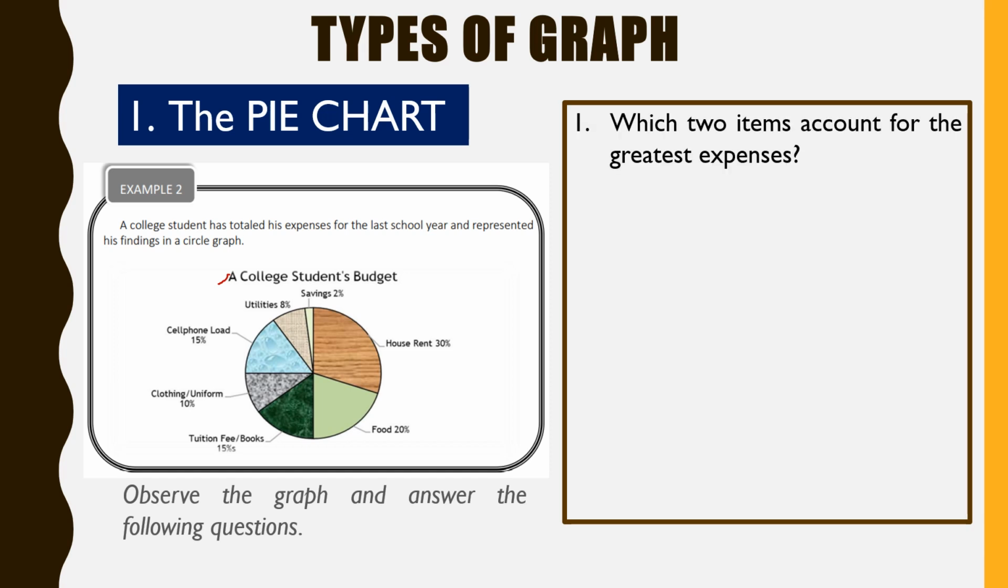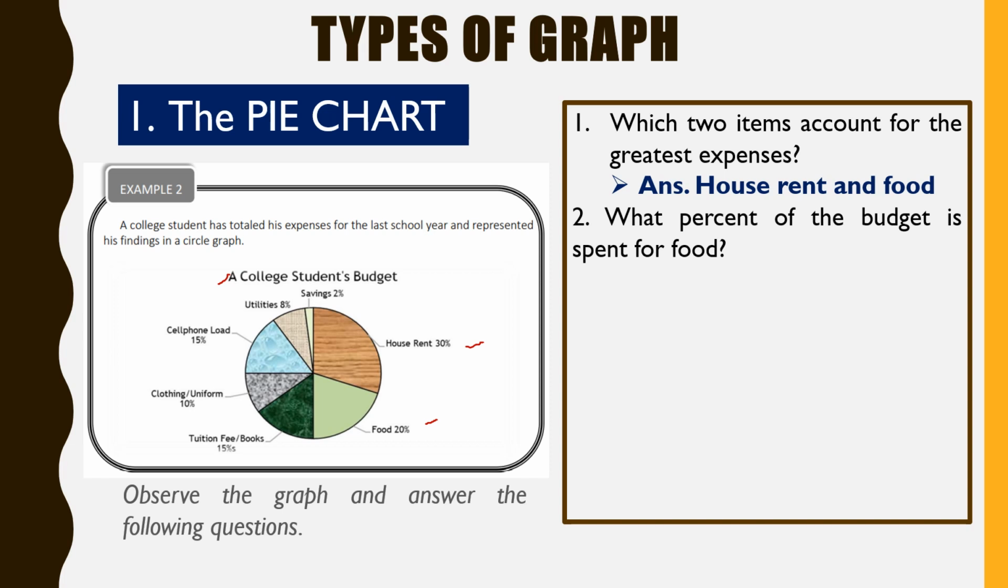For question number 1, which 2 items account for the greatest expenses? Of course, the answer there is the house rent and food. House rent is 30% of the budget and food is 20%. For number 2, what percent of the budget is spent for food? And the answer is 20%, as you can see in this label.